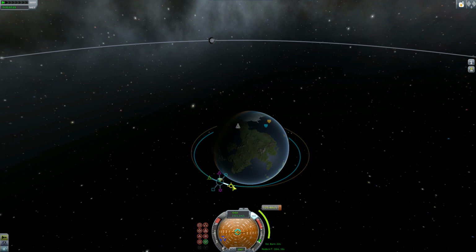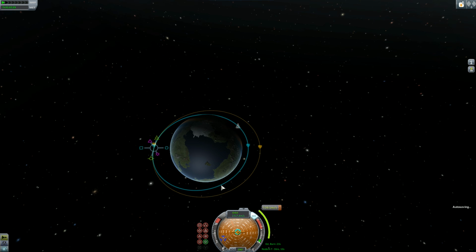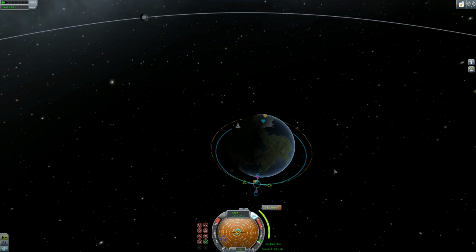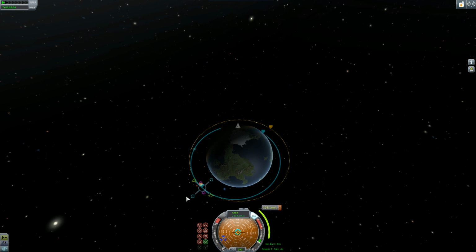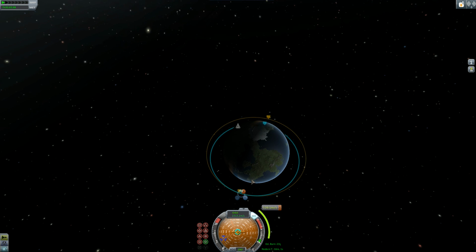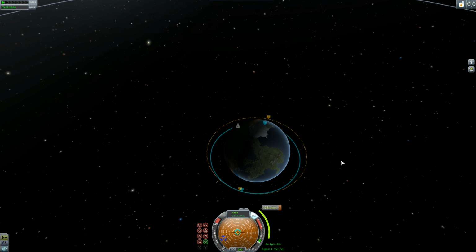Periaps of 295, let's get that a little bit higher. 300 by 299.4, that's fine. So what we're going to do is we're going to do this burn. It will want us to point prograde when we're at the apoaps, which will then become the periaps because we'll go ever so slightly over it. But let's do it late, and you'll see the effect, and it'll start asking us to burn a bit radial to make up for that.